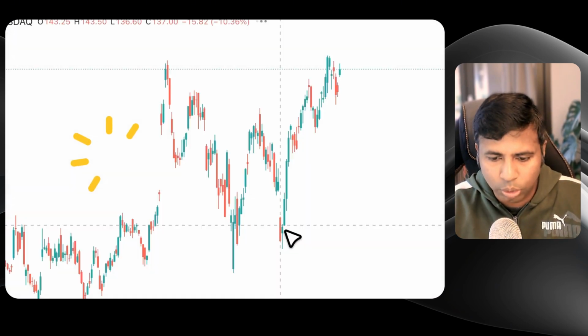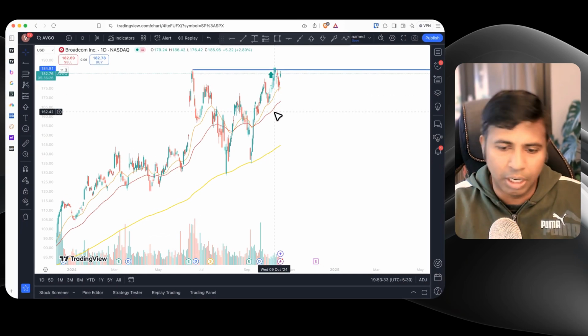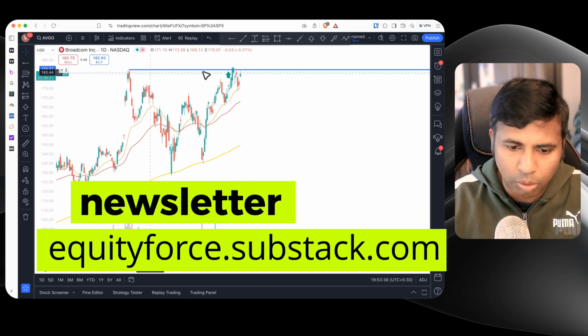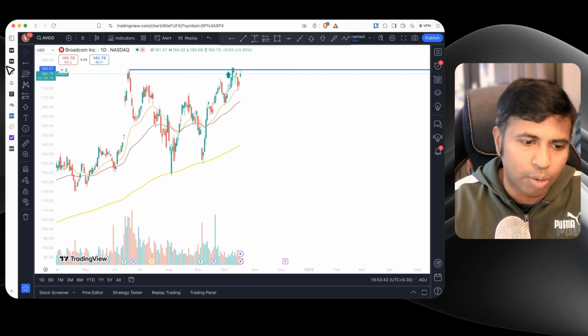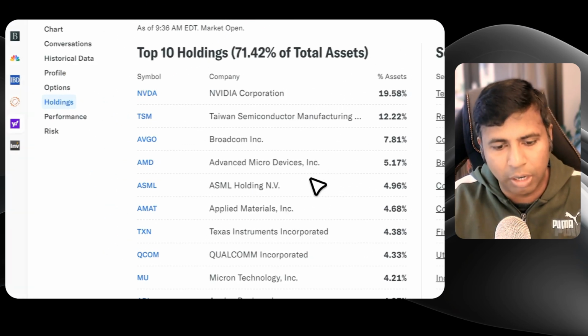AVGO is also near the all-time highs. You can see here. I had published about this in my newsletter as well. You can see almost all the leaders, that is the top 3 leaders, are all near their all-time highs. Now let's look at some of the laggards in this industry, or some of them which have lower weight.